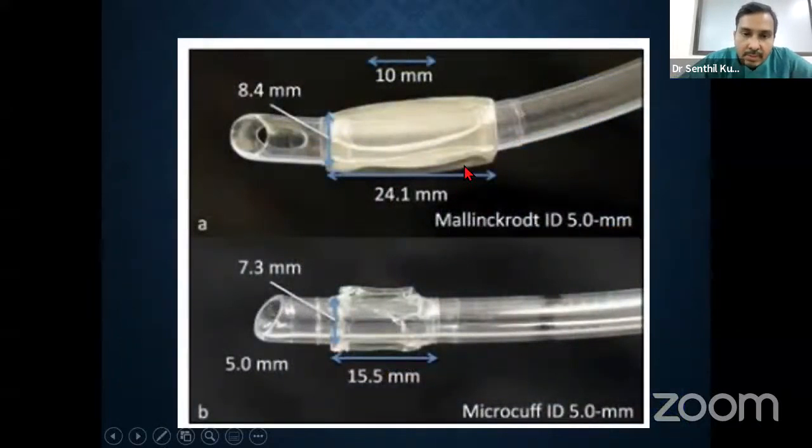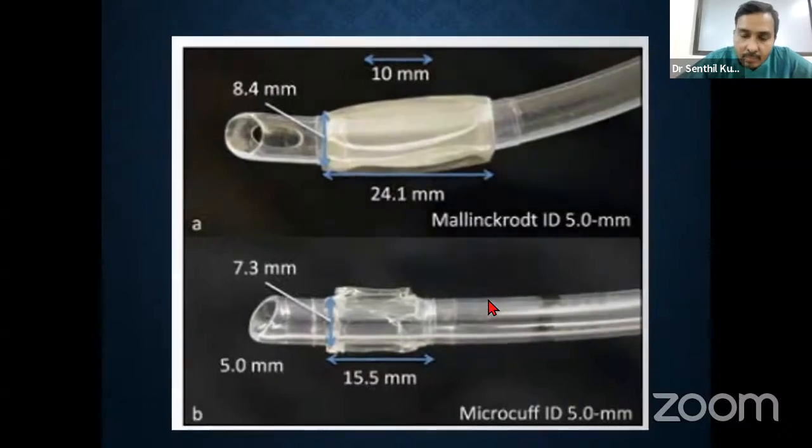So this is the picture. You can see the normal tube, the length of the cuff, and the distance below the level of the vocal cord where the cuff is placed. Whereas here, this is the level of the vocal cord, and this is the length of the tube. So the subglottic part is going to be free. There is no cuff at the level of the subglottic part.